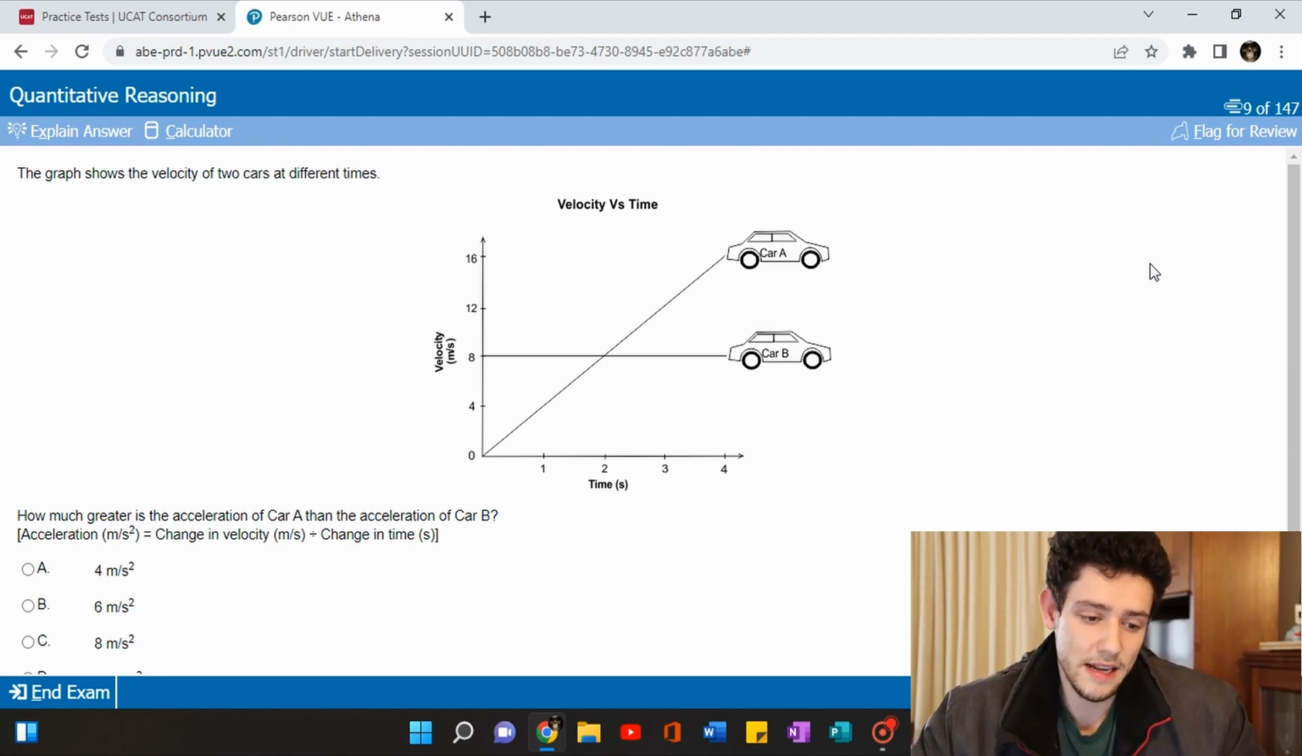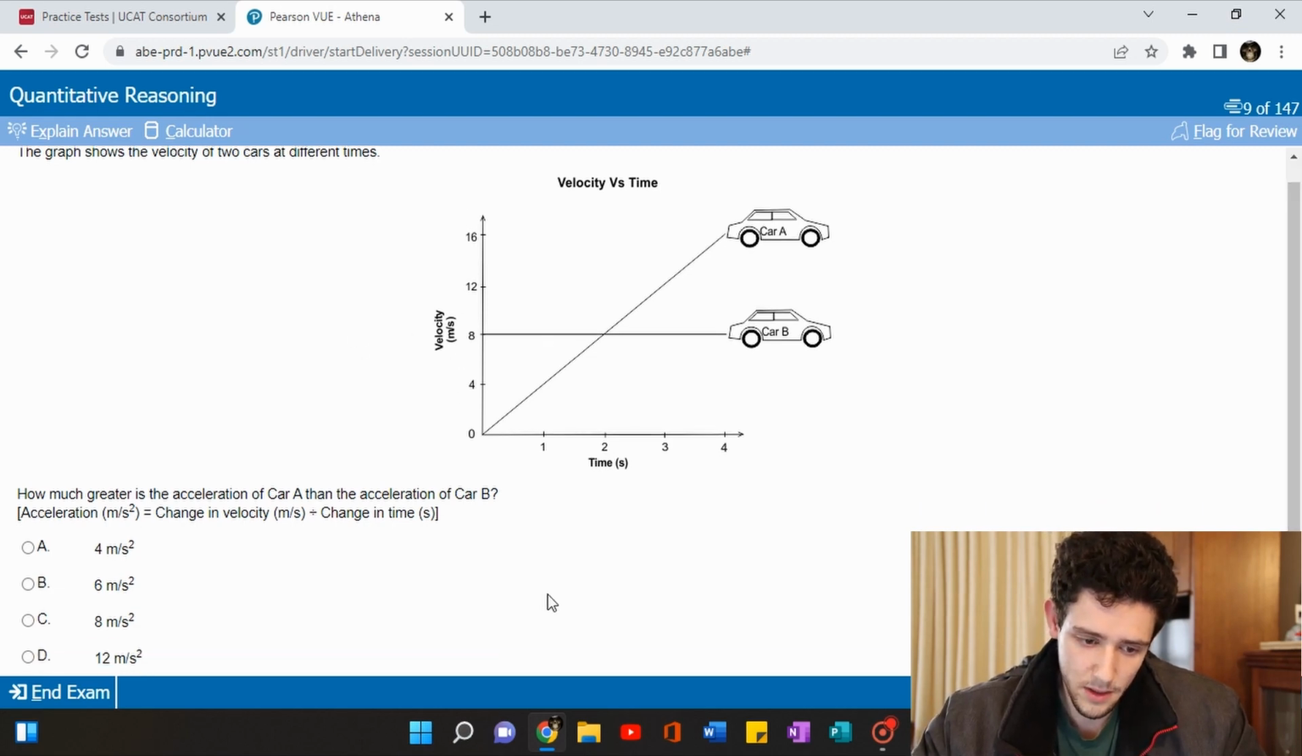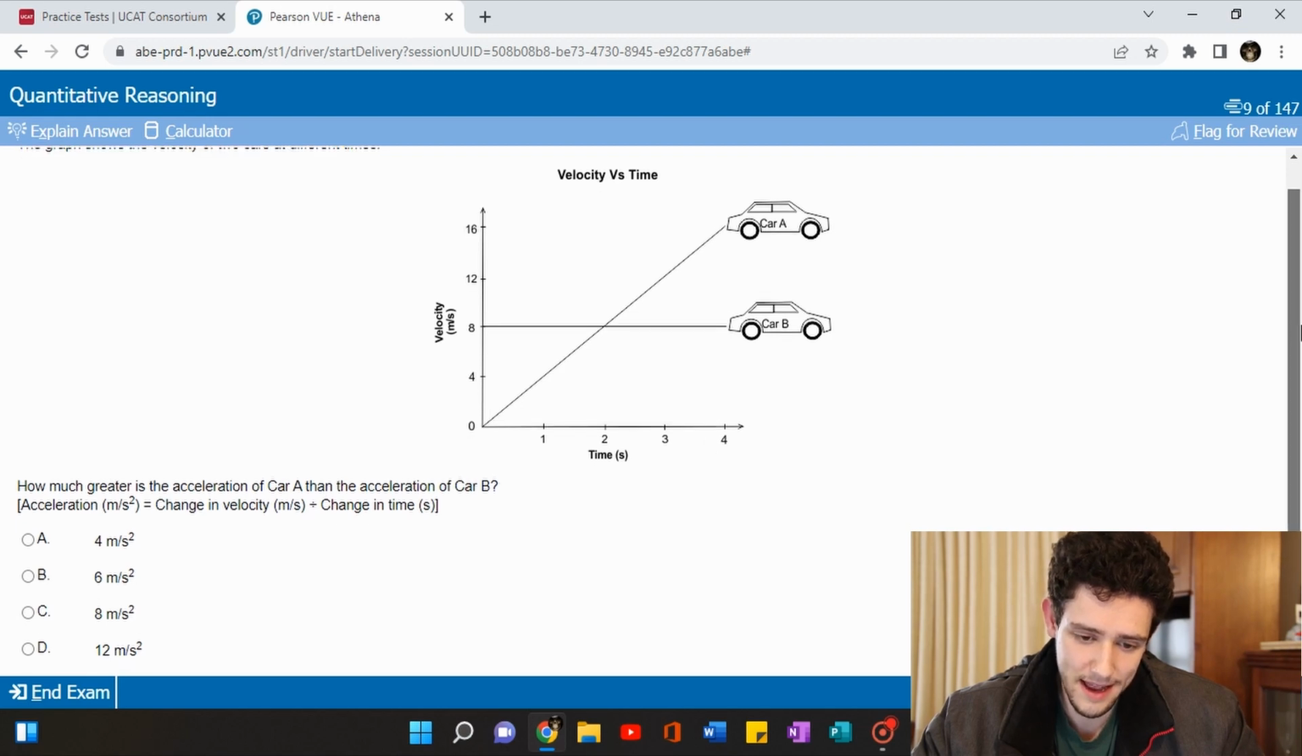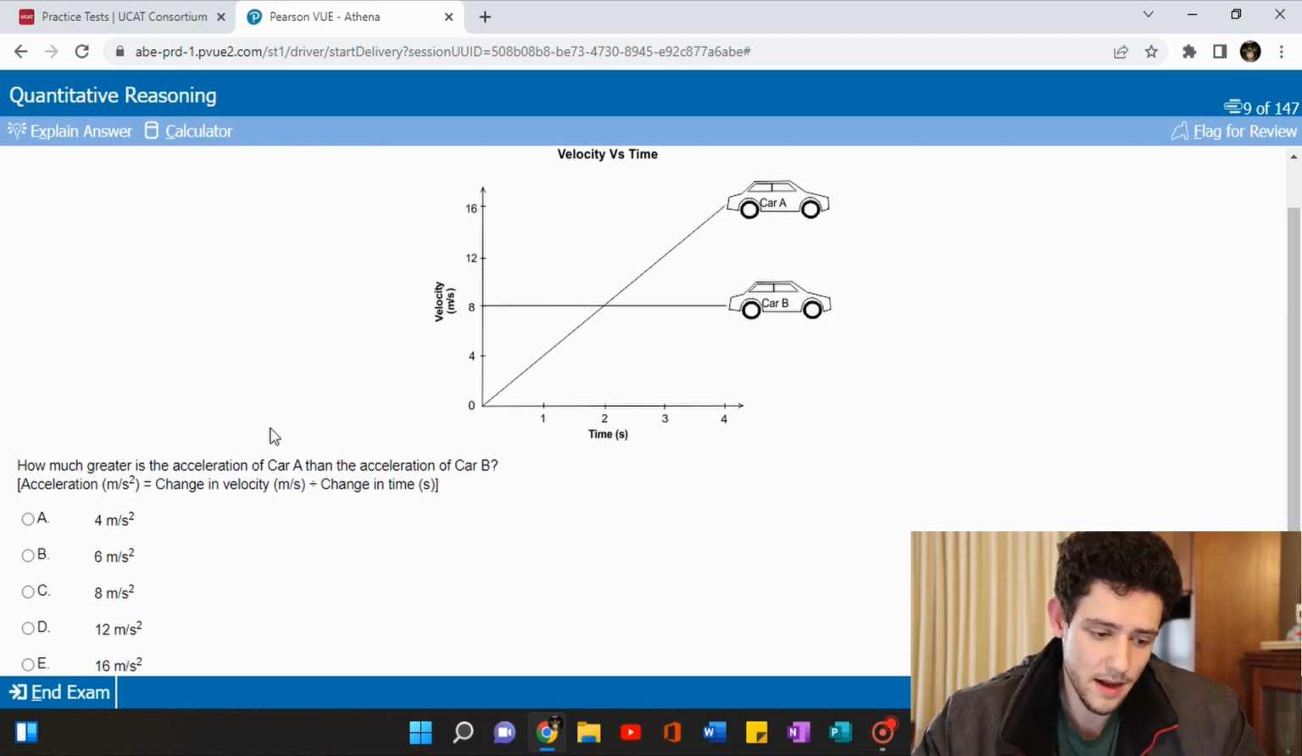The graph shows the velocity of two cars at different times. So we've got velocity on the y-axis and time on the x-axis, cars A and B. How much greater is the acceleration of car A than the acceleration of car B, given that acceleration is change in velocity over change in time?